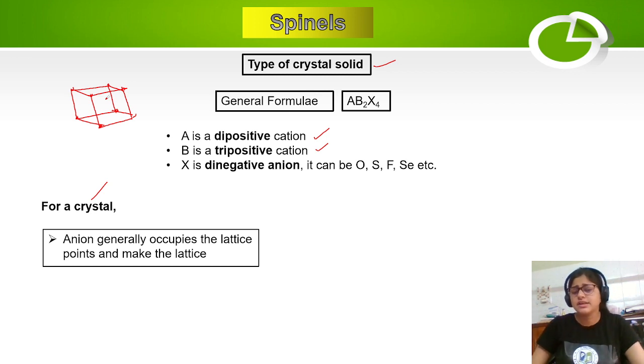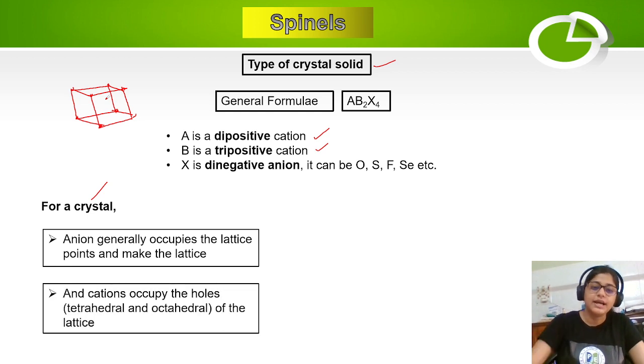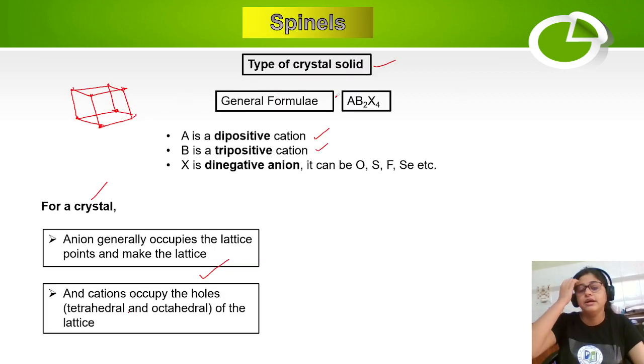And what about the cations? As they are very small in size, much smaller than the anion, they occupy the holes, tetrahedral and octahedral. This is what we have read in general for any crystal solid. Here A is a di-positive cation. Many kinds of spinels are there, and I will be talking about them in the next slide.